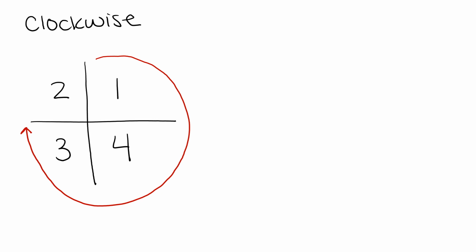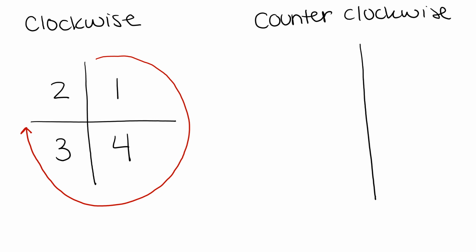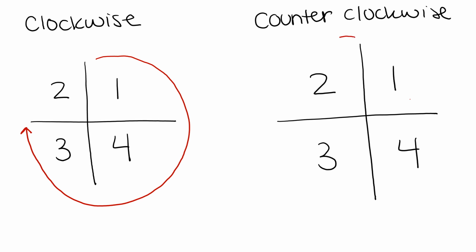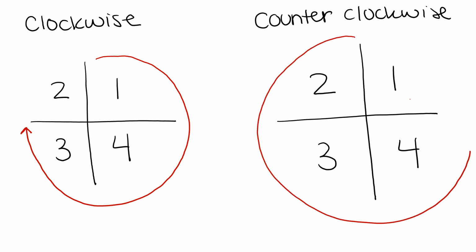The opposite direction is called counterclockwise. Counterclockwise means when we have a coordinate plane with quadrants 1, 2, 3, and 4, we go the opposite direction. So we start at midnight and we go the opposite direction: 9, 6, 3, and back to 12.